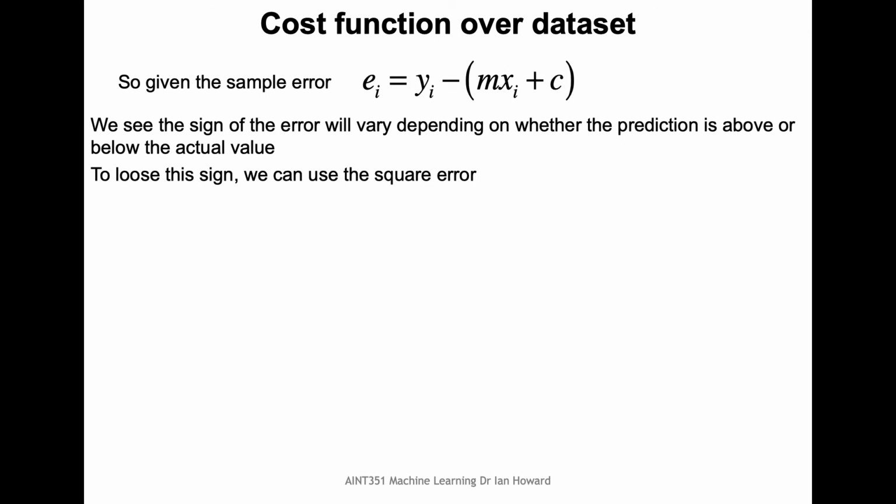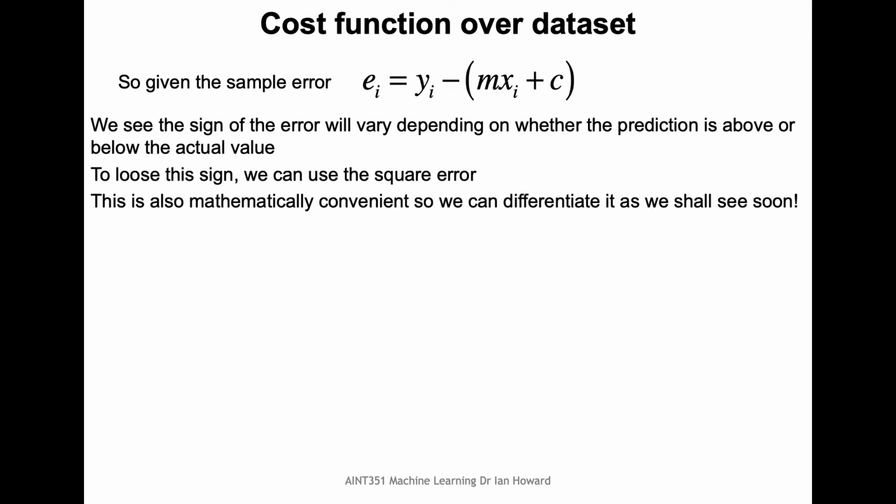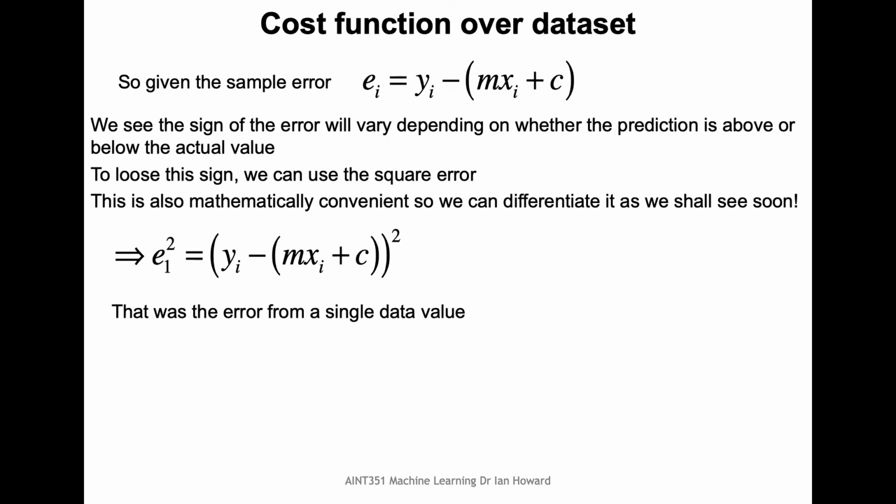So in order to lose the sign, we actually square the expression. So we just care about how far you are away from the predicted value. Another reason for using the square is that it's mathematically very convenient. It's nice and easy to deal with because what we're going to see in a second is we're going to start differentiating this function, and it's easier to differentiate squared functions. So that's the squared error for a single data point.